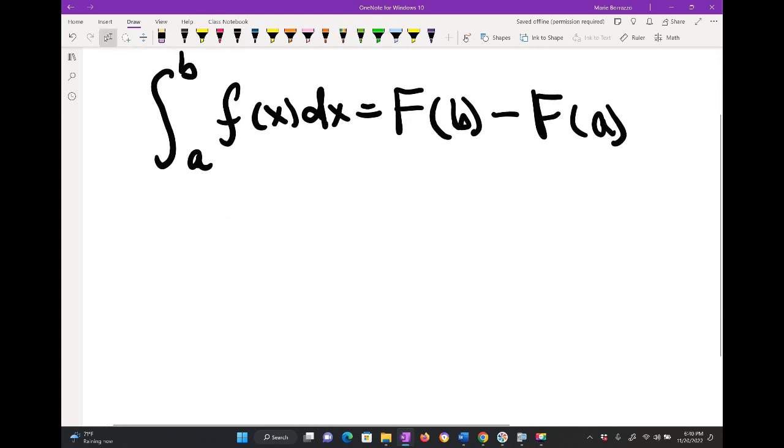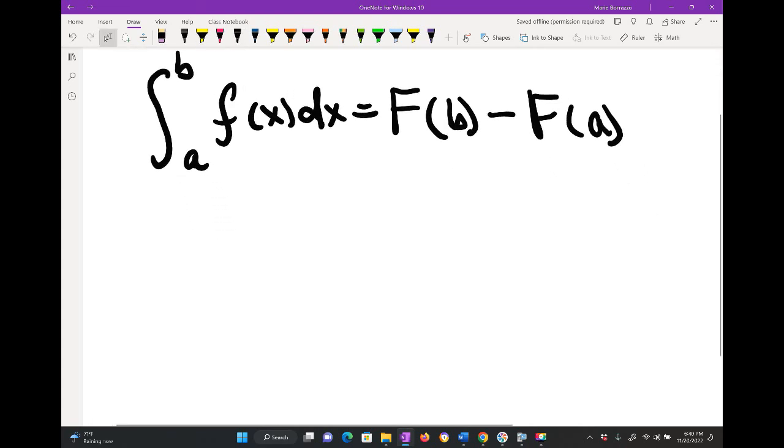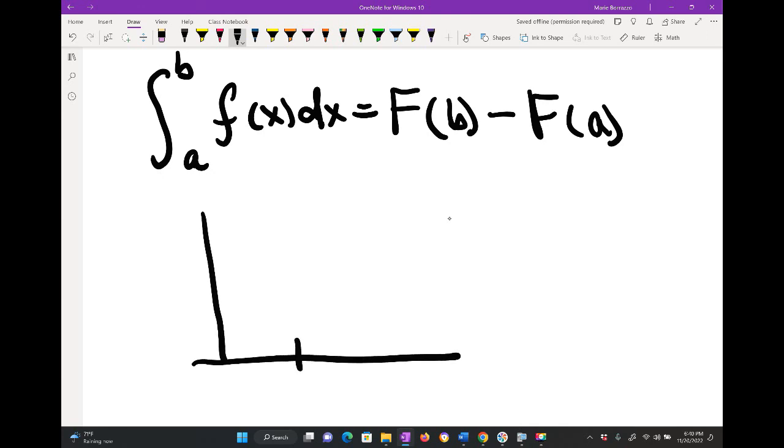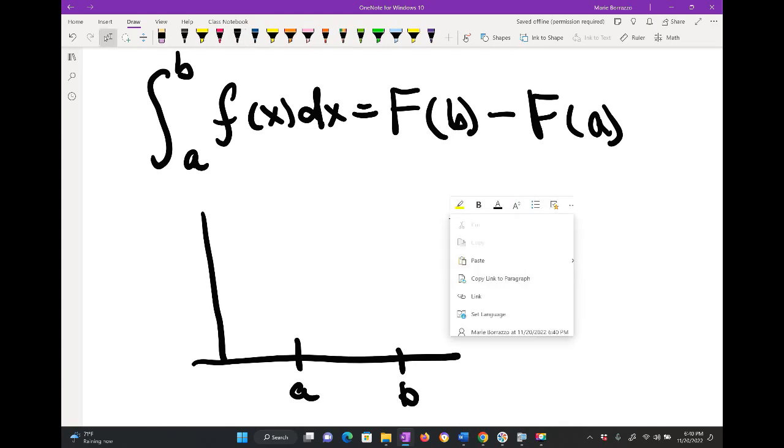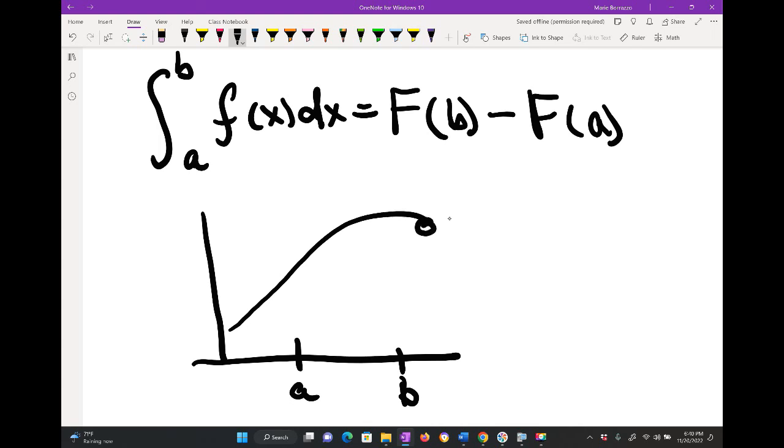So if I'm looking at an interval in the first quadrant, and let's say this is some value a and here's some value b, and I'm looking at the antiderivative of some function, whatever the function may be, I'm looking at the area that's sitting here between a and b, and that's what we're basically calculating for.